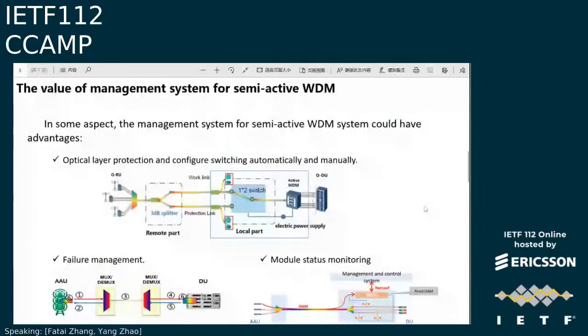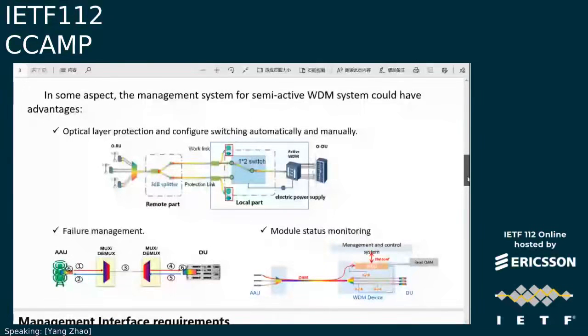So the semi-active WDM can not only greatly reduce the pressure on optical fiber resources, but also has advantages in cost and protection. The first one is that the semi-active system can support optical layer protection. The second one is that semi-active WDM can support fault and performance monitoring. The last one is that the remote optical modules can also be managed by the transport controller. And we have pushed the data plane schemes of the semi-active WDM in ITU, and some projects have been established. So we suggest starting the research about management and NBI for semi-active WDM in IETF.